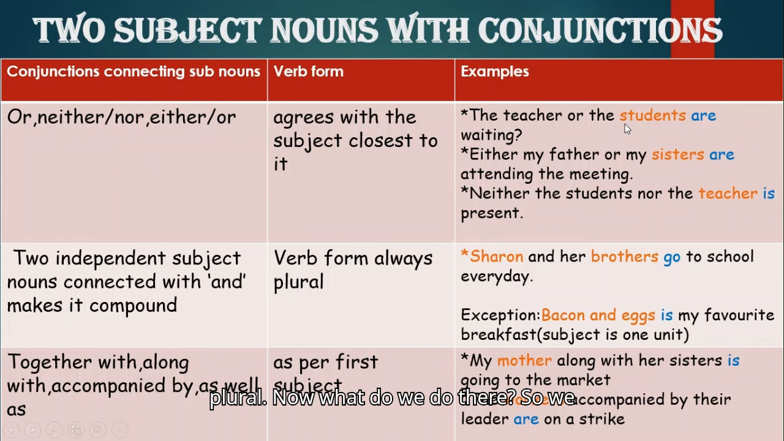Now what do we do there? We follow the subject noun that is closest to the verb form. The verb form is going to be before waiting, that is after students. Since students are plural, we use are there. The teacher or the students are waiting. Similarly, in the case of either or, either my father is singular here, or my sisters are plural. Sisters are closer to the verb form, so it becomes plural: sisters are attending the meeting.